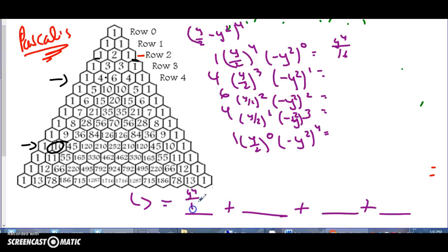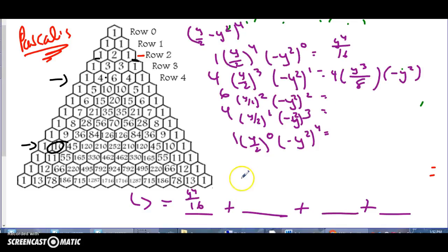Okay, so my first term here is going to be 1y, or just y to the 4 over 16. My second term, I have 4. I have y cubed, and I'm all over 2 cubed, which is 2, 4, 8. I don't know why I'm going so slowly, talking like that. But that's that. Y cubed that. Now I have times this to the power of 1, which is just this, minus y squared. Now we're not done here, okay? So we got to clean this up.